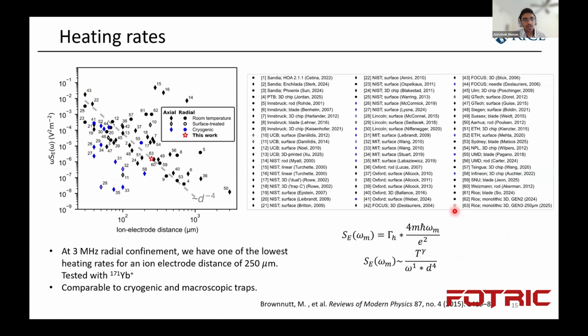Okay, so if we compare these heating rates to other traps by normalizing it and expressing it in terms of surface electric field noise, we have one of the lowest heating rates that's there, and that too at 3 megahertz. And that's the challenging part, which not many systems have. And that's why here we are able to get it with careful techniques. And this is comparable with cryogenic and macroscopic traps.